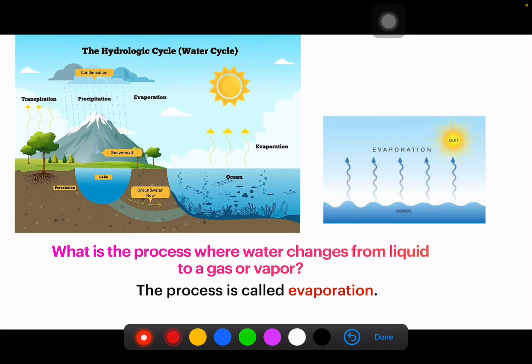Okay, next. What is the process where water changes from liquid to a gas or vapor? The answer, the process is called evaporation. As you can see, it happens in the ocean. This is evaporation. Ocean is in water or liquid form, and it will turn into gas or vapor. That is also the first process in the water cycle. It's evaporation.